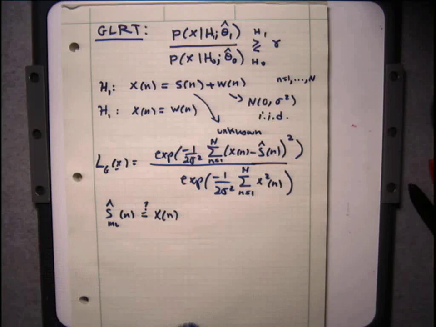And because I have not made any other assumptions about s of n, I haven't assumed that s of n has some particular functional form, the best you can do is take your data point and say, that's my maximum likelihood estimate.